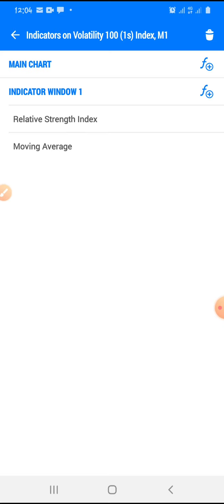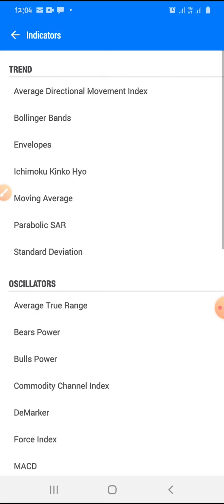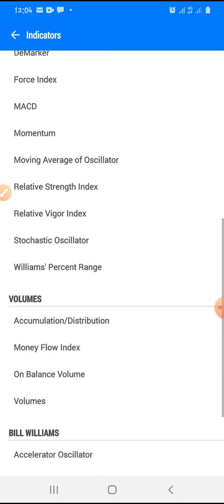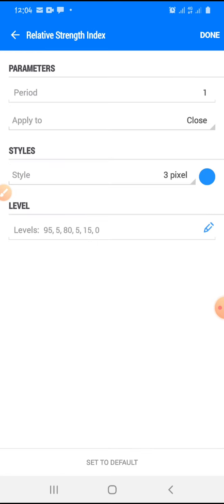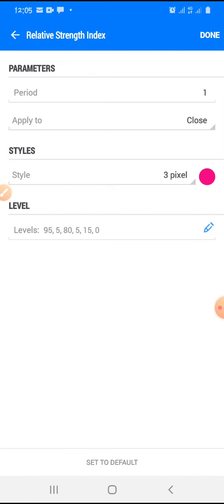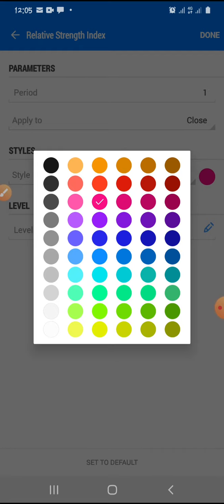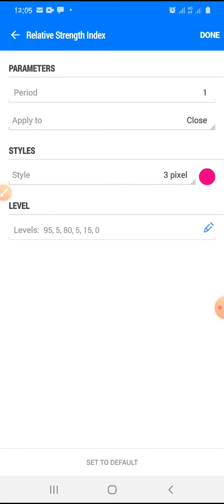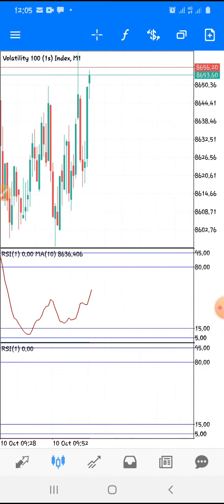You go to main chart, you click the add, then we go again RSI. So the settings on RSI are the same as the previous settings. The only thing that we should change is the color. Let's pick the color to be pink. Yeah, let's pick pink. Then we click done with the color.